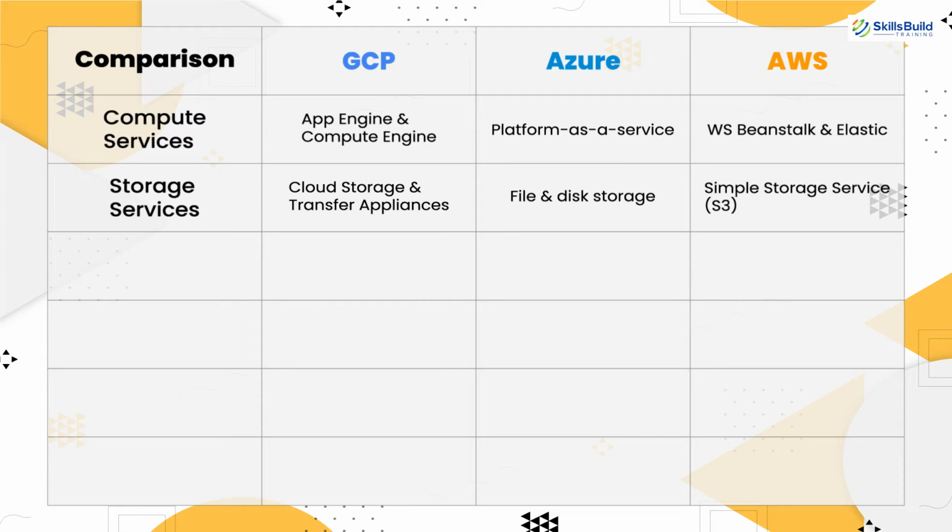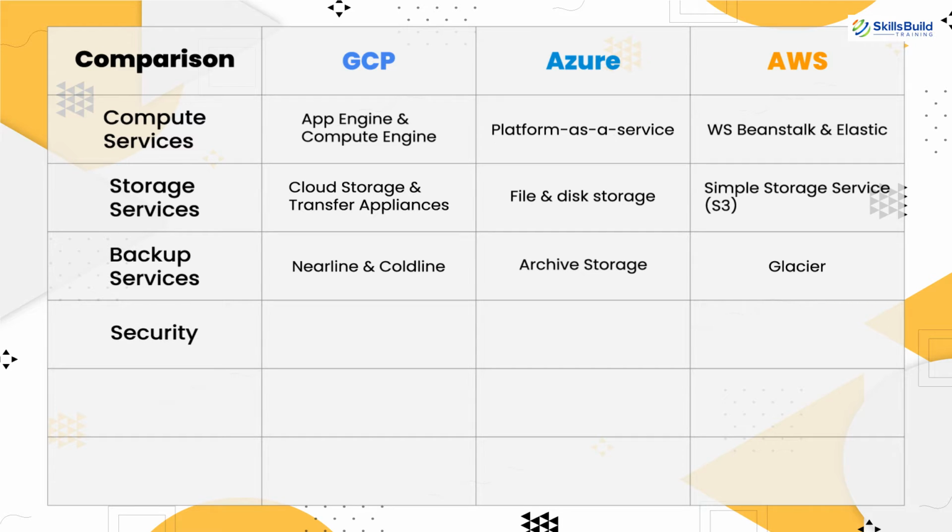Now let's talk about the backup services. In GCP, or Google Cloud Platform, we have Nearline and Coldline, and they are used for frequent and infrequent data access respectively. In Azure, we have Archive Storage, and in Amazon, we have Glacier. If we talk about security, in Google Cloud Platform, we have Cloud Security Command Center, while Azure provides Azure Security Center, and in Amazon, we have AWS Security Hub.